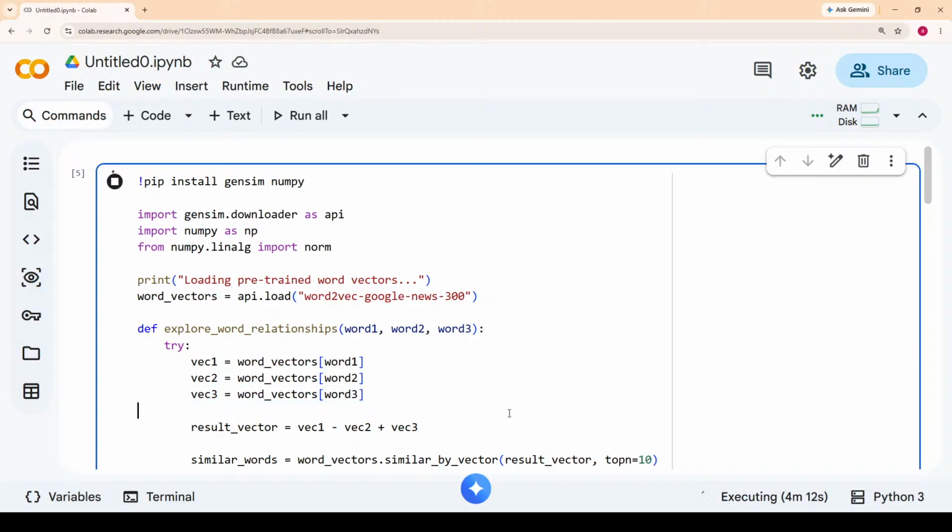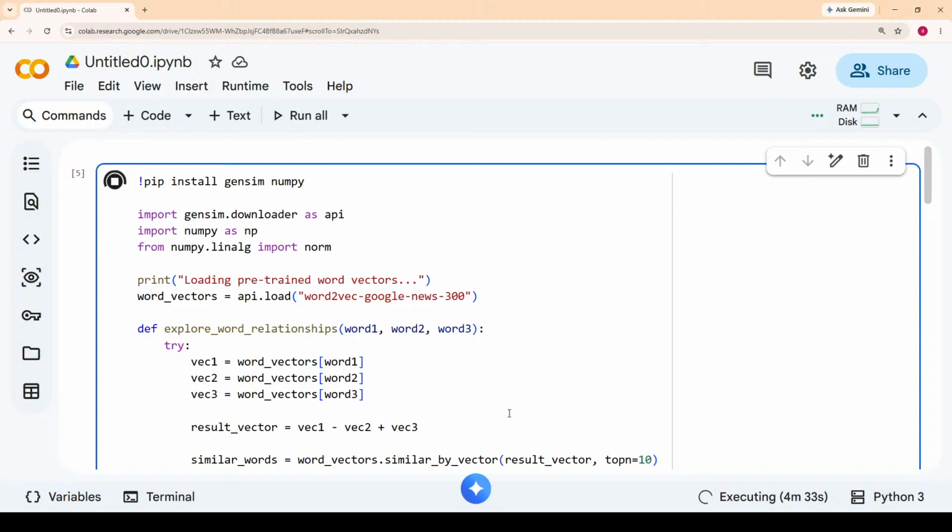Next comes, what is vector arithmetic? Vector arithmetic is nothing but simple mathematical operations performed on word vectors. So it is vector arithmetic, mathematical operations performed on word vectors.